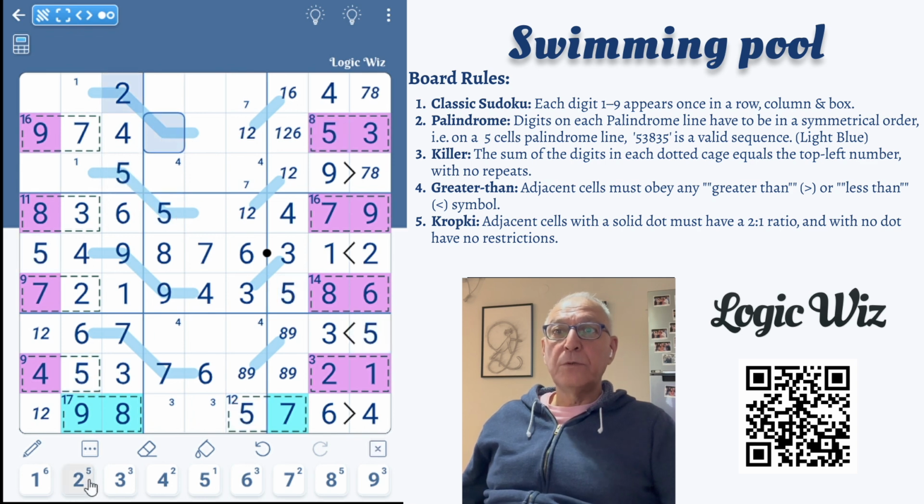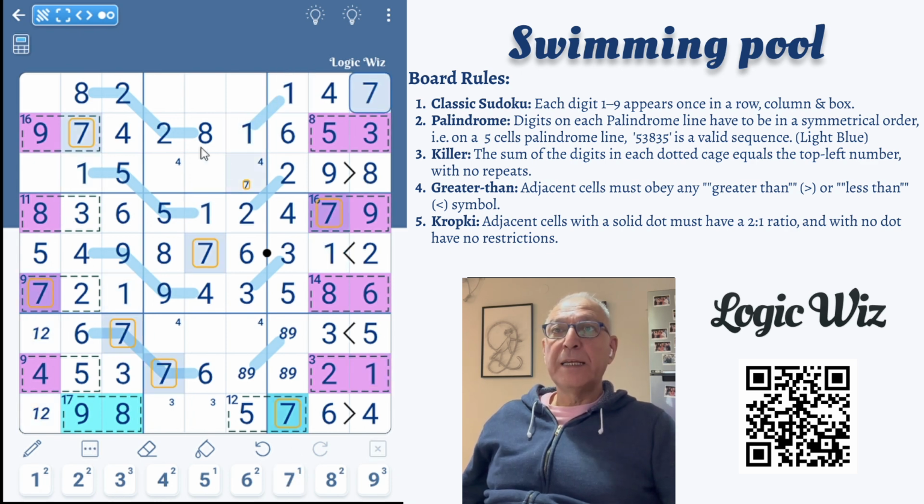Now this one must be a 2. This one is a 1. This one is a 1. 6. 2, and because of the palindrome 2 here as well. Now 1 goes over here. Now we have the 7 set, 8 set, 7 remains here only in the cells in this box, because we cannot have 7 here or here. This one is a 7. Now 4 goes here.